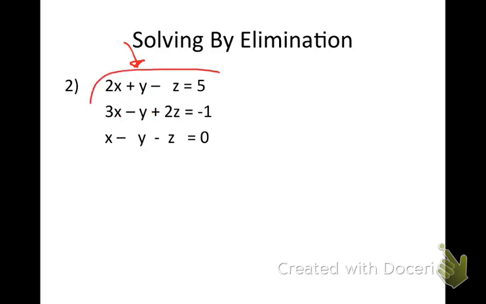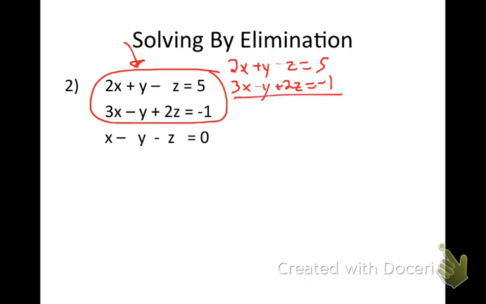So I'm going to take my first two equations right here. So I have 2x plus y minus z equals 5. And 3x minus y plus 2z equals negative 1. And which variable eliminates there? My y. I get 5x plus z equals 4.